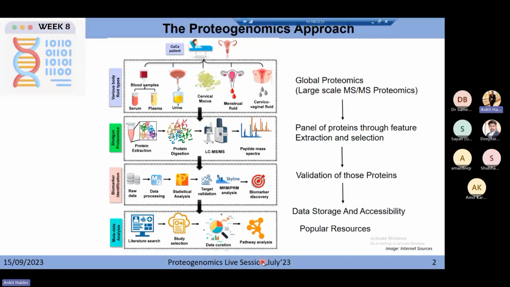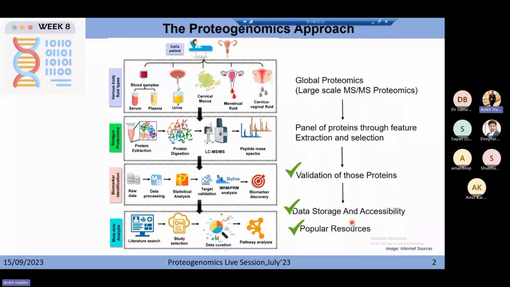So as we move on through the different stages of identifying our markers for a particular disease, we go from large scale MSMS proteomics to finding a panel of proteins through different feature extraction and selection. Then the major chunk is the validation of those particular proteins, and then finally the data storage and accessibility.